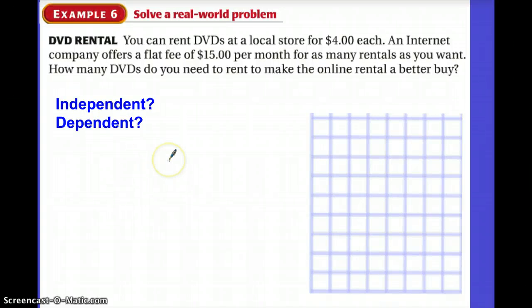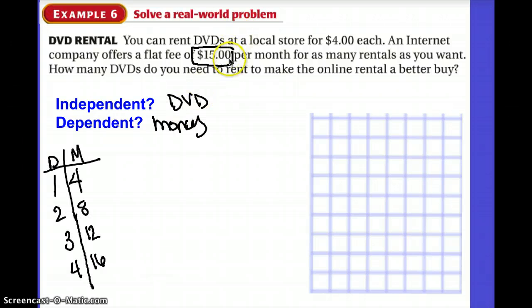What is the independent and the dependent variable? Pause here to finish this word problem. To make the flat fee of $15, we would have to run at least 4 DVDs a month to make the internet company worthwhile, a better buy. 1 DVD costs $4, 2 DVDs cost $8, 3 is $12, 4 is $16.